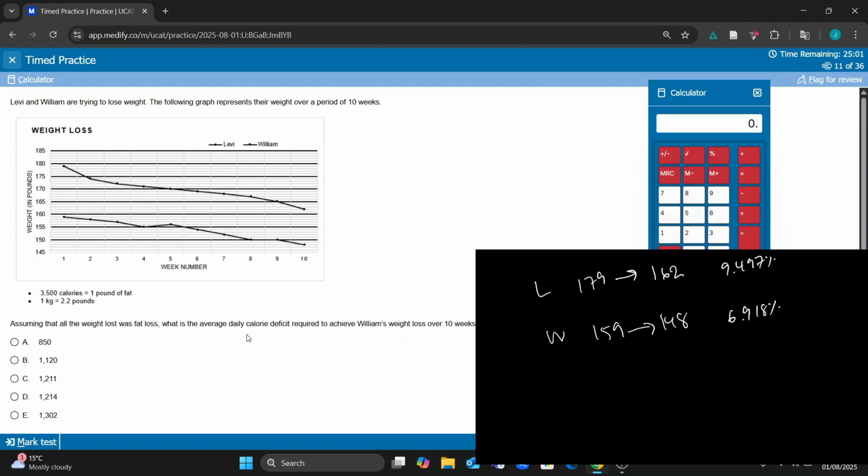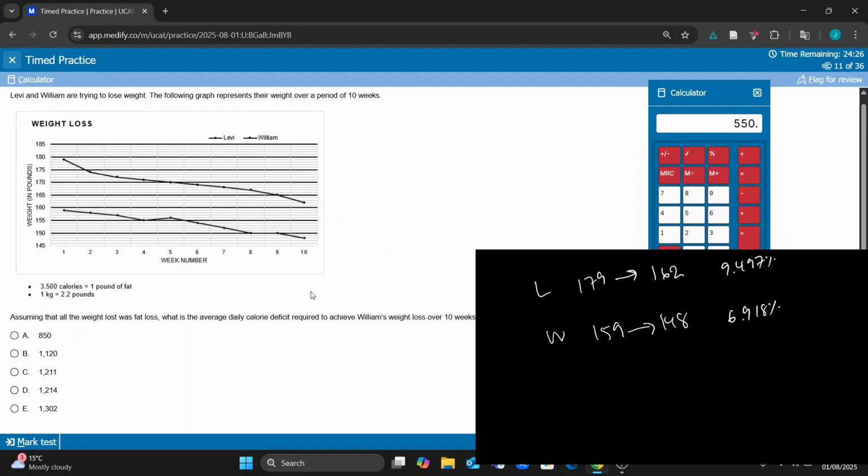Assume that all weight loss is fat loss. What's the average daily calorie deficit required to achieve William's weight loss? So William loses 11 pounds. So 11 times 3,500. But then you have to divide that by 10 weeks, and divide that by 7 to get it per day. Wait, let me see if I calculate William's right. 159 to 148, so it's 11 pounds. 11 times 3,500, divide that by 70. Ooh, okay. We will come back to this.